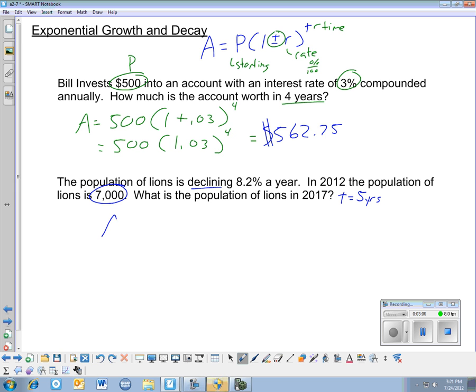So our problem is going to look like A equals our principal, our starting value of 7,000, times 1 minus 8.2%, which is the percentage. The rate is that divided by 100, which is 0.082, raised to the 5 years. You can simplify what's in the parentheses. 1 minus 0.082 is 0.918, and that's going to be raised to the 5th.